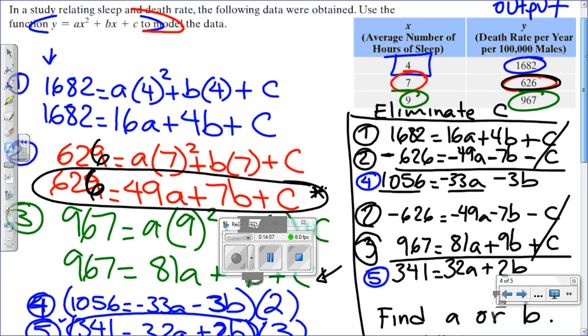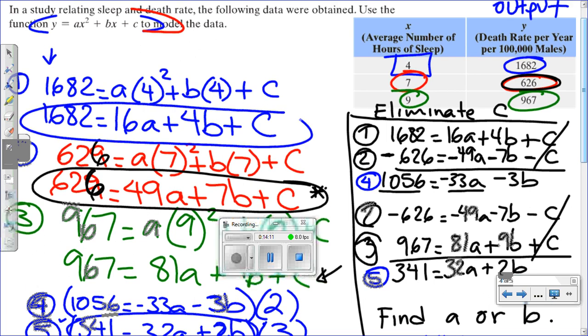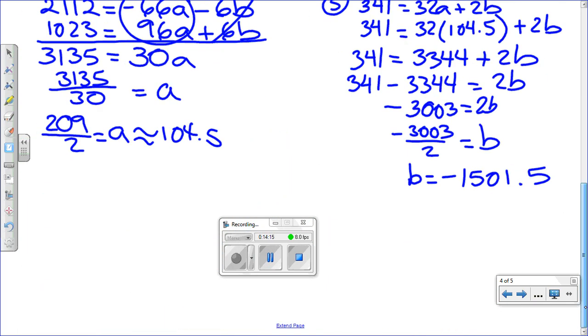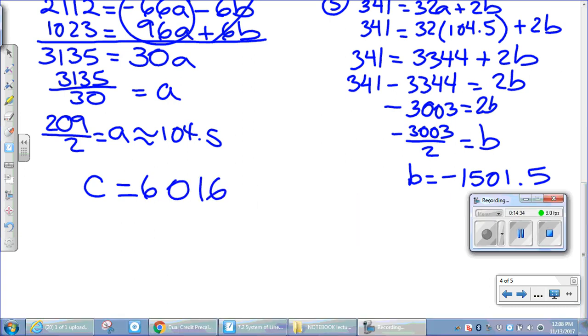And finally, to find c, then we could take one of the original equations, 1, 2, or 3, whatever you want. And so we could take this one here in that case. And after substituting numerical values for a and b, you will find that the numerical value for c is actually 6,016.